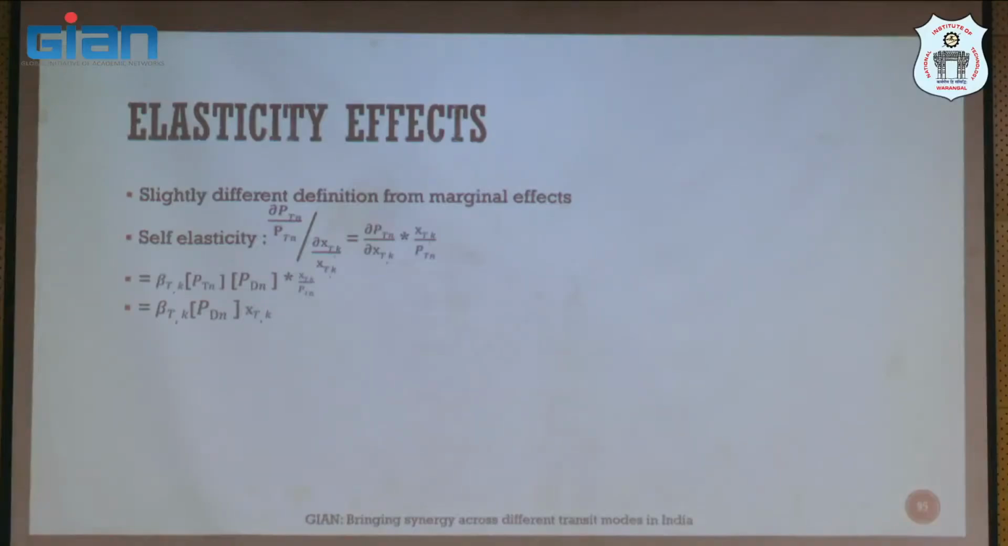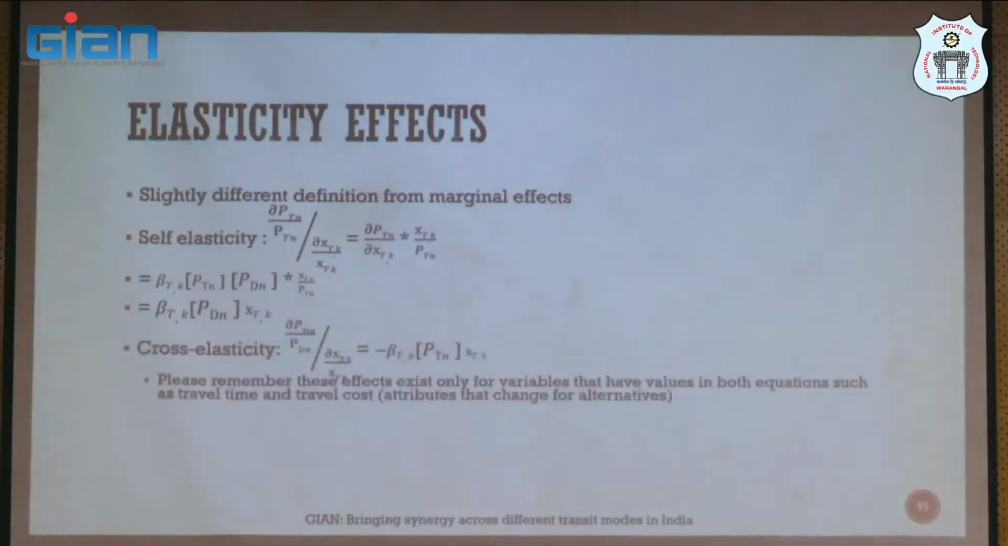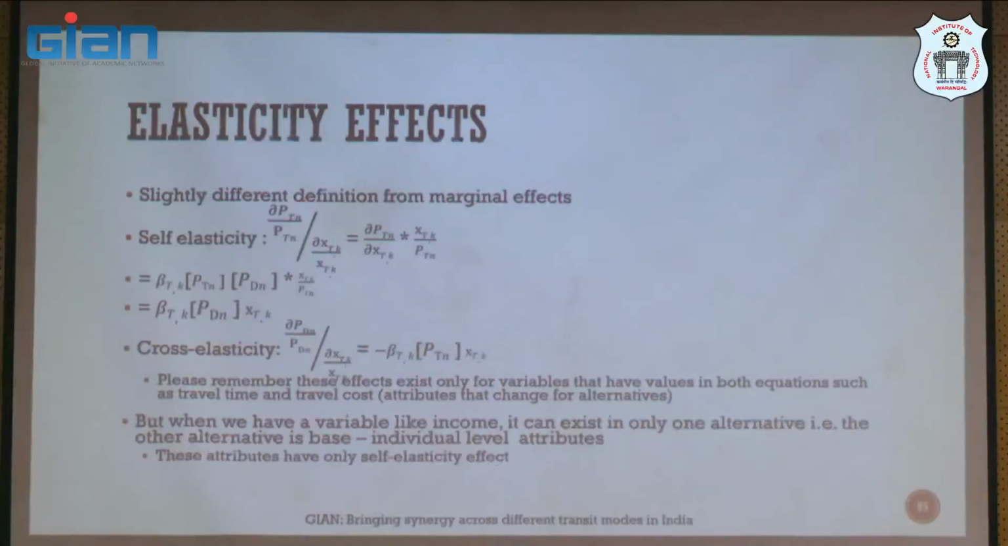So again, just like marginal effects, we have cross and self elasticity effects also. Same formula that follows from the previous one. It's not necessarily that multiple alternatives will be the same. Because we have three alternatives. For two alternatives, it might be, but for three alternatives, it will be spread around.